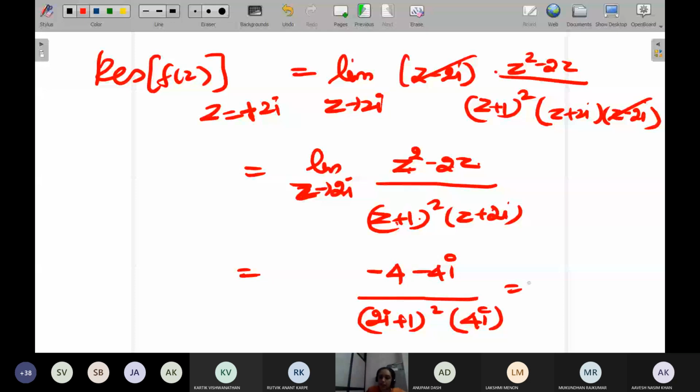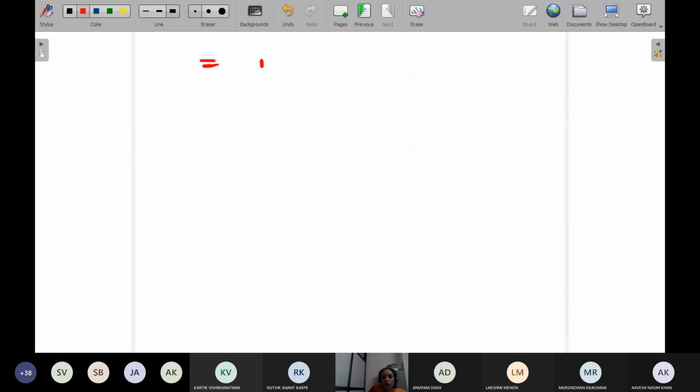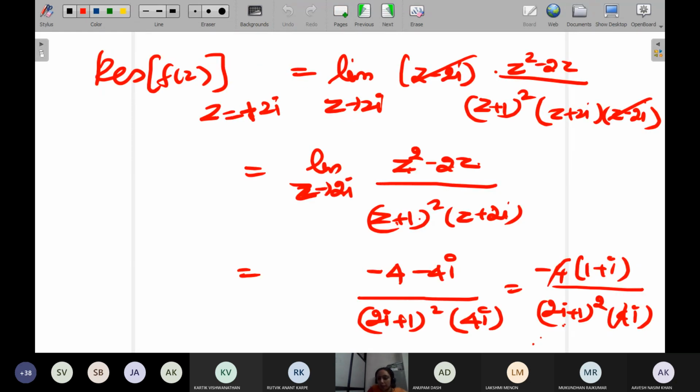Simplify this. You can take minus 4 commonly outside. You will get 1 plus i divided by 2i plus 1 the whole square into 4i. So 4 and 4 will be getting cancelled. You can simplify the denominator. Once you simplify, you will get 1 plus i divided by 2i plus 1 the whole square.